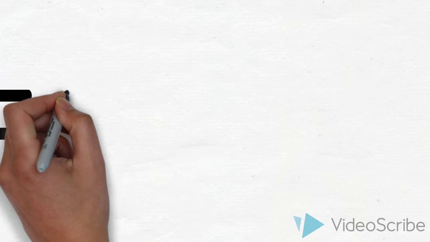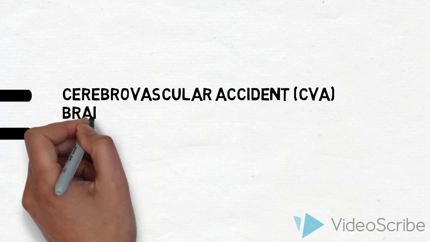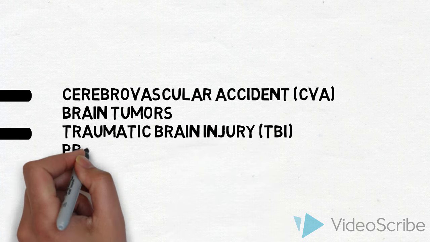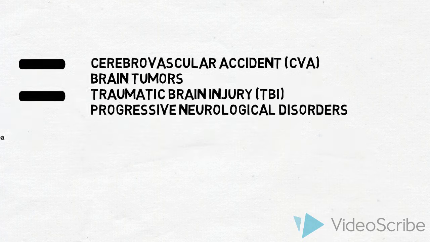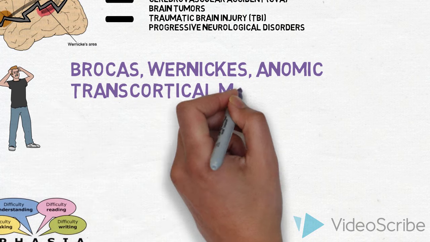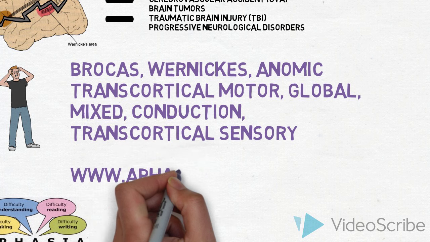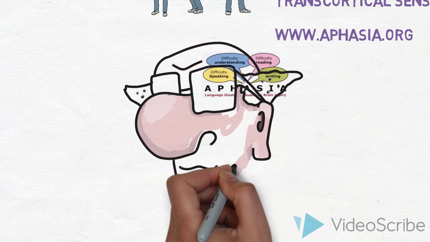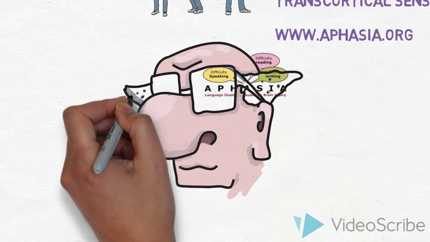It is most common to experience aphasia following a stroke, also known as a cerebrovascular accident or CVA. But aphasia can also be caused by brain tumors, traumatic brain injury, or progressive neurological disorders. There are many different types of aphasia, which differ depending on the location of the damage, the severity of the damage, and the symptoms displayed. For more information regarding specific types of aphasias, check out aphasia.org. Since we now have some general background knowledge, let's talk about some of the commonly used terminology associated with aphasia.